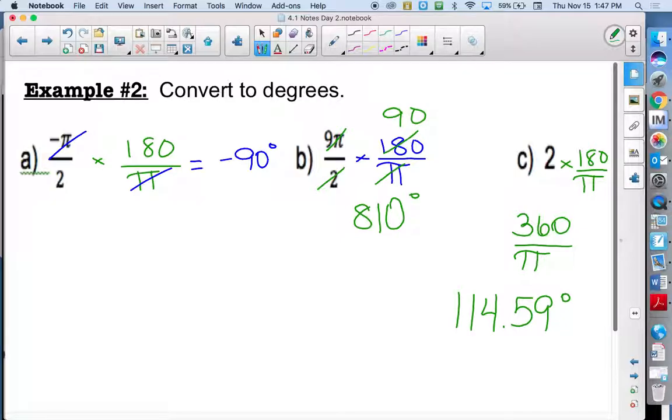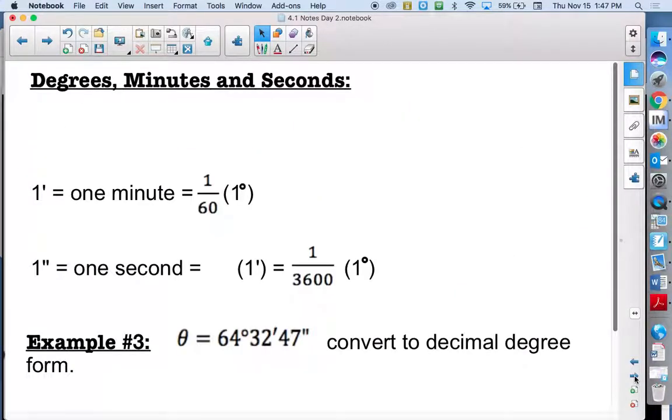Questions with converting from one to the other. So the other thing we're going to talk about today, still looking at conversions, would be a specific angle that's called degrees, minutes, and seconds.